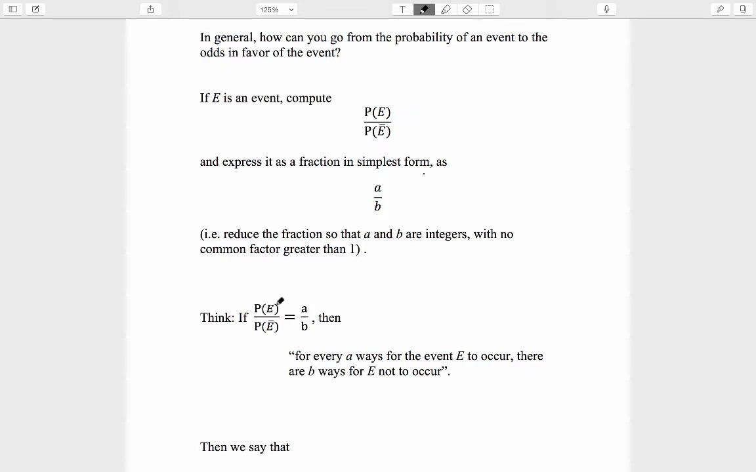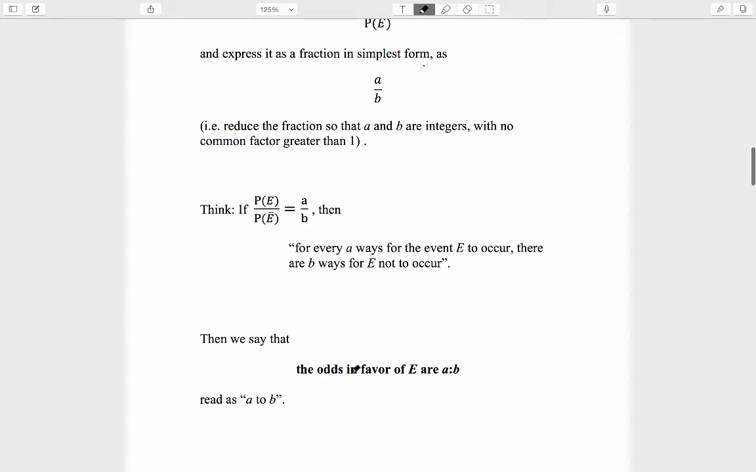Think of it this way. If you compute this probability of E divided by the probability of E complement, and you obtain this fraction A over B, then, for every A ways for the event E to occur, there are B ways for E not to occur. Once you've done all this and obtained this fraction A over B, then we say that the odds in favor of E are A to B. Okay, that's how we read it, A to B.